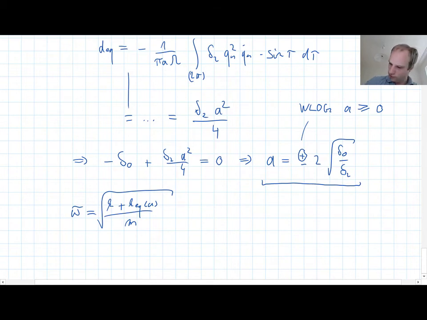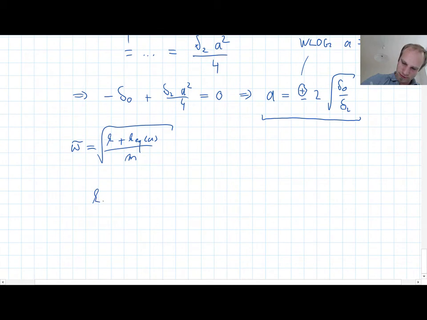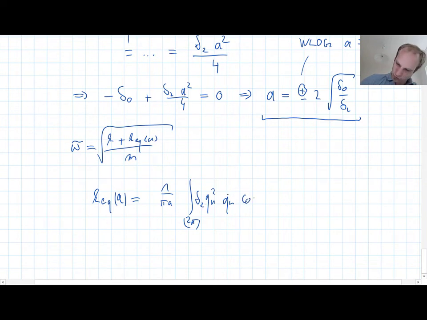And the equivalent stiffness is defined like this: 1 over pi a integral 2 pi QH squared QH delta 2 QH dot cosine tau d tau.